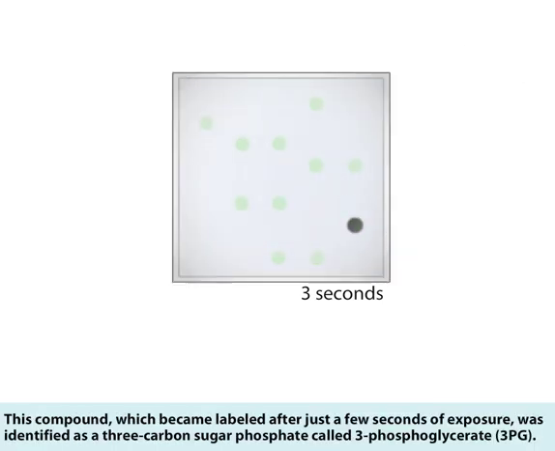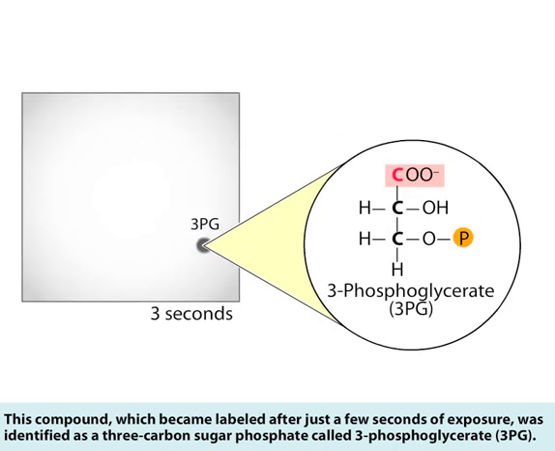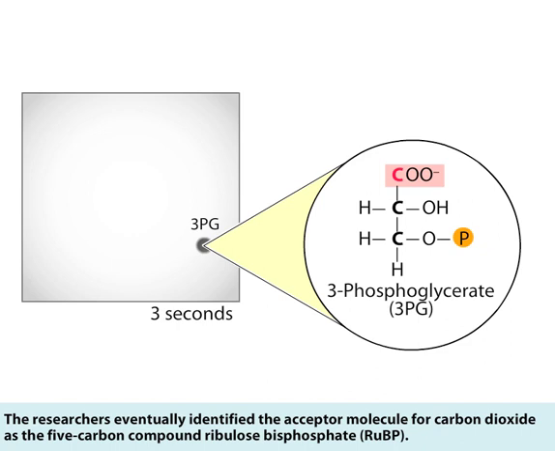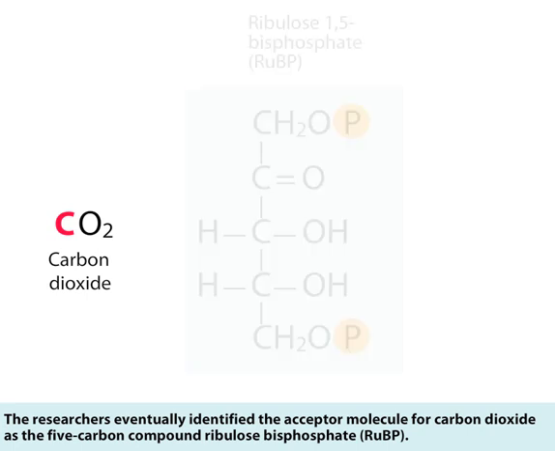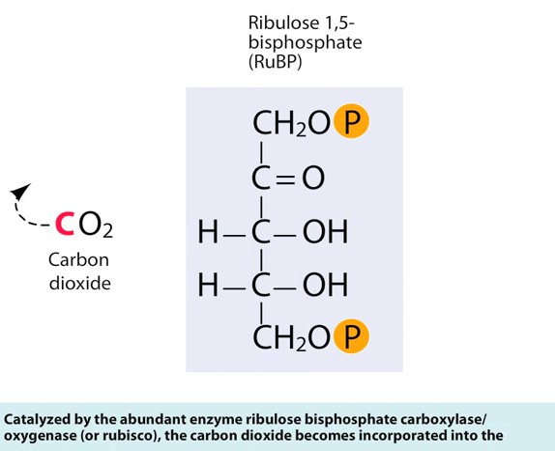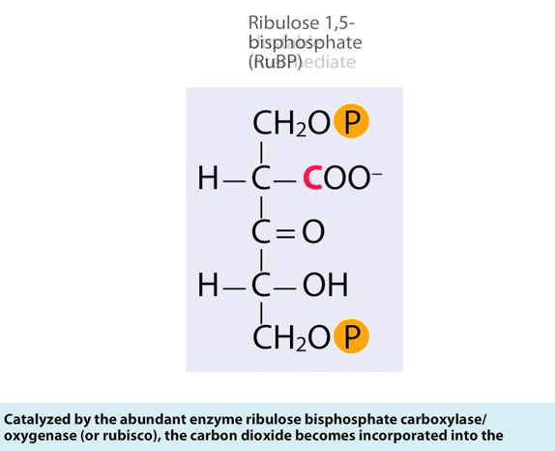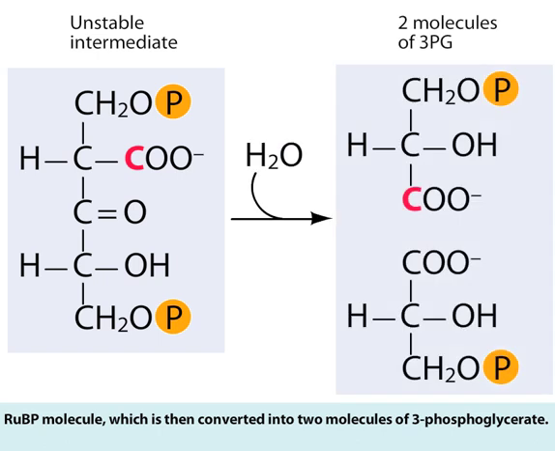This compound, which became labeled after just a few seconds of exposure, was identified as a 3-carbon sugar phosphate called 3-phosphoglycerate or 3PG. The researchers eventually identified the acceptor molecule for carbon dioxide as the 5-carbon compound ribulose bisphosphate or RuBP. Catalyzed by the abundant enzyme ribulose bisphosphate carboxylase oxygenase or Rubisco, the carbon dioxide becomes incorporated into the RuBP molecule, which is then converted into 2 molecules of 3-phosphoglycerate.